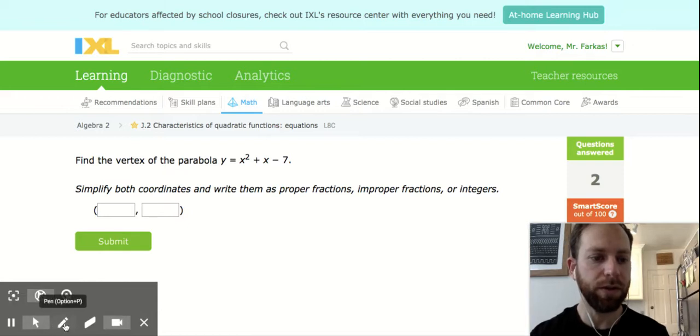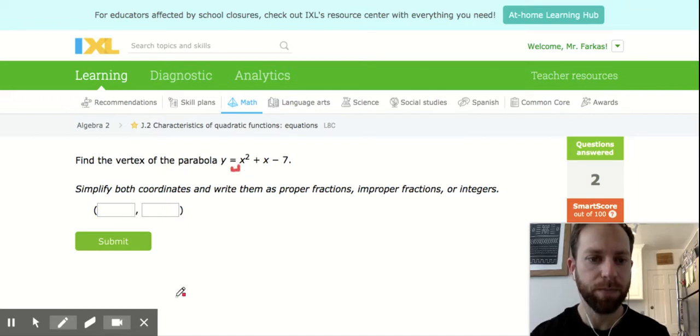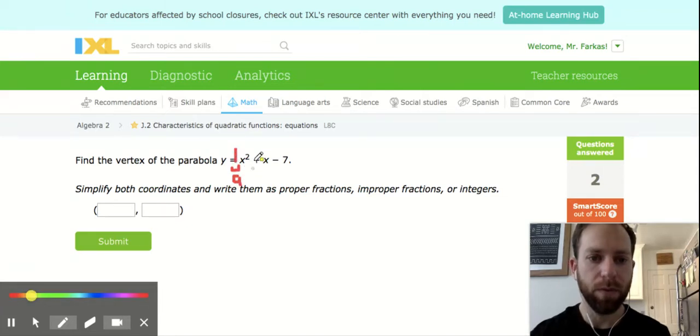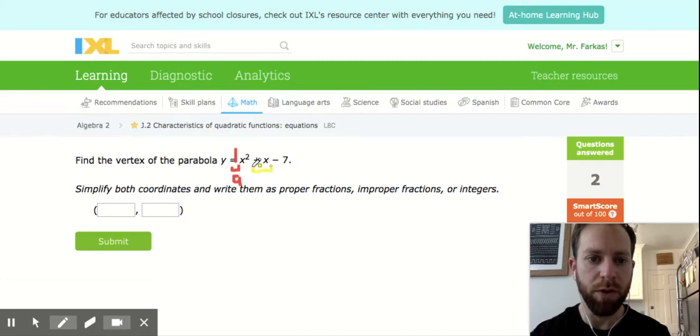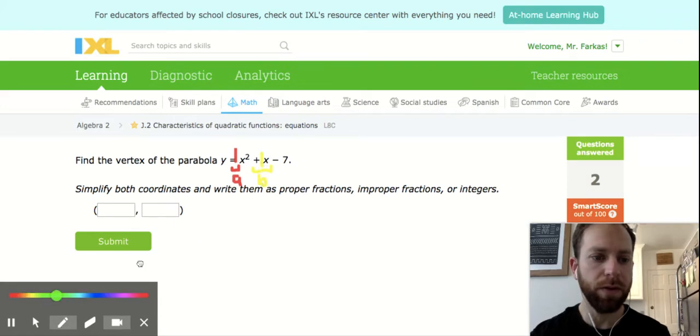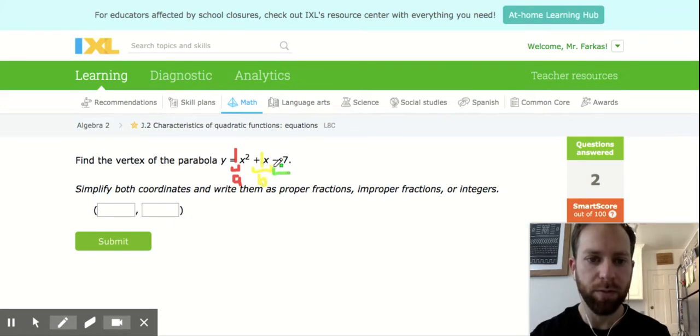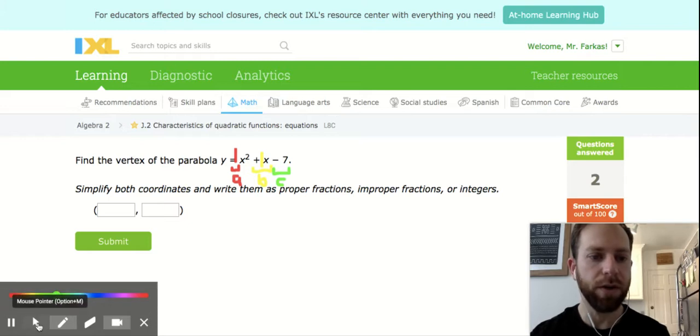So let's see. A is 1. What's the value in front of the x? Well, there's just one x. So b is also 1. And c, make sure you include the negative sign. That's the most common mistake. C is negative 7. So let's go ahead and figure it out.